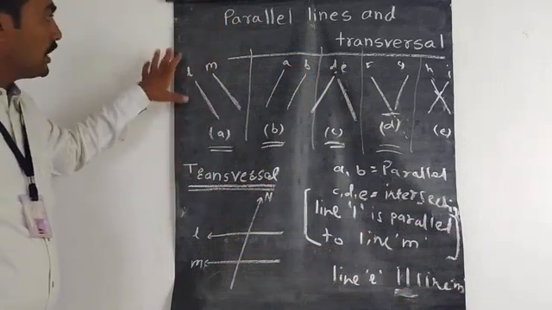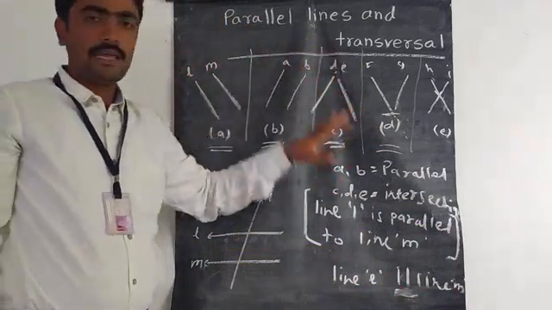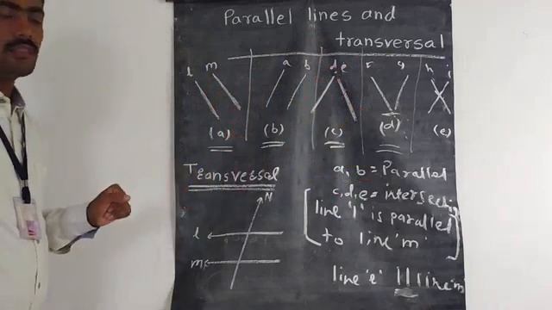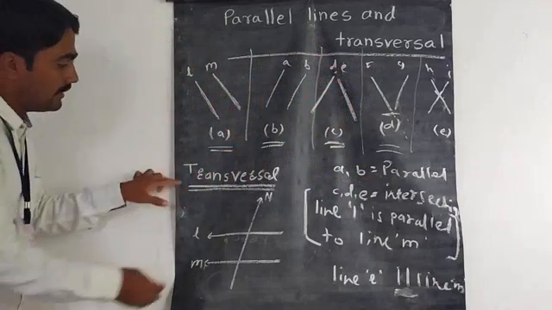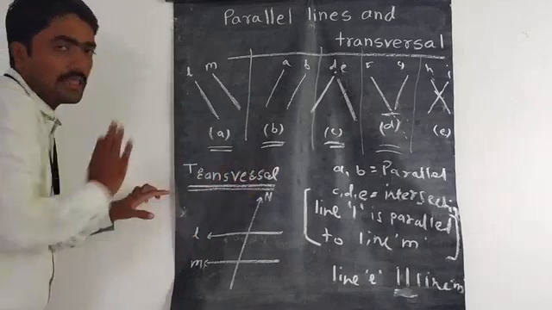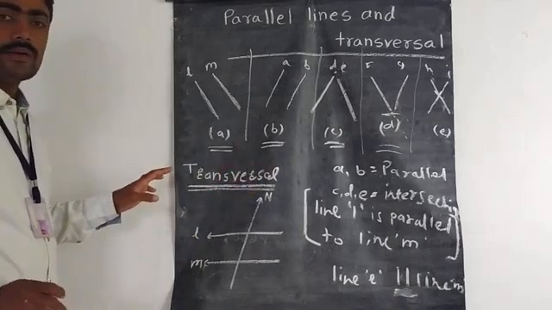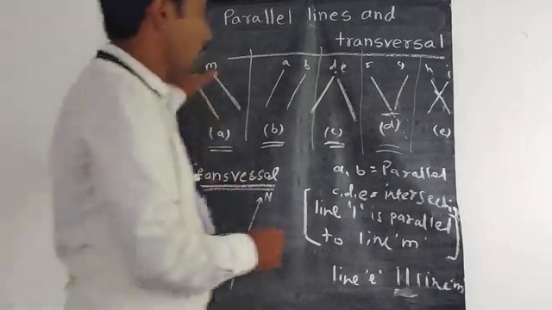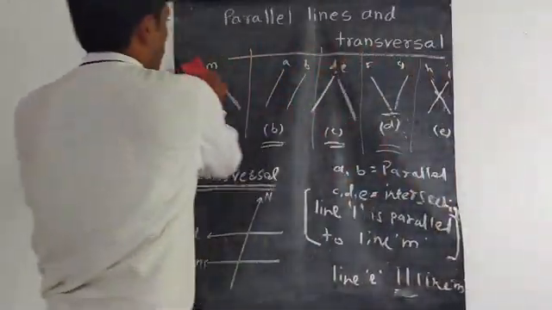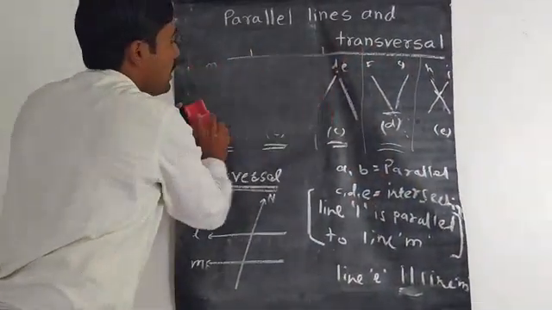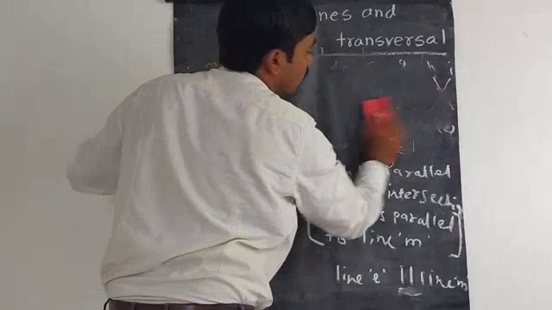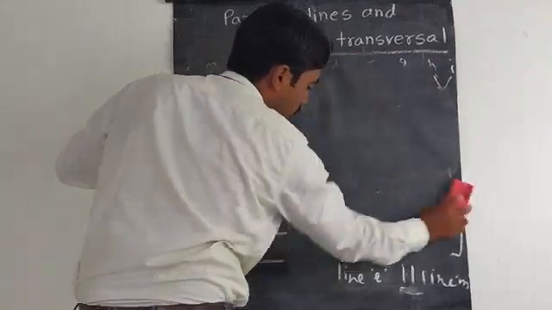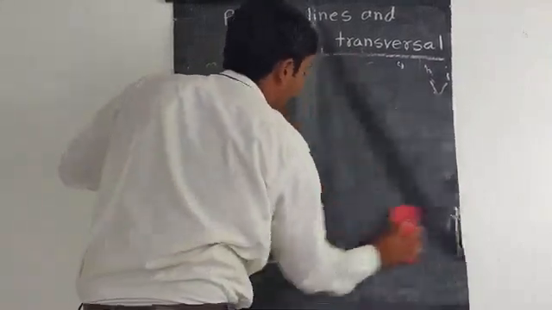See students, now we have seen the parallel lines and intersecting lines. Our next topic is that we have to see the transversal. What do we have to see now? Transversal. So may I rub these 5 figures? See. Now we will study the transversal. What is a transversal?